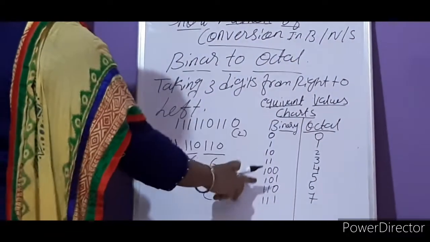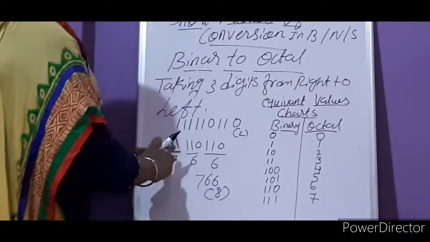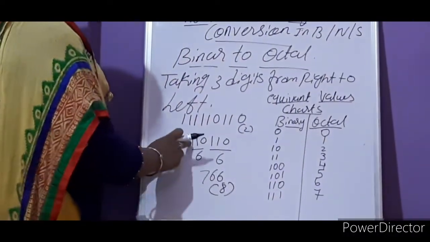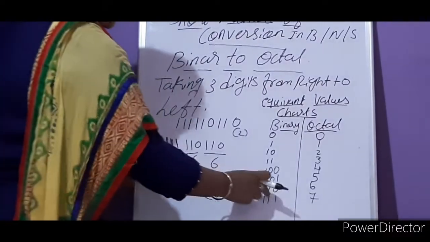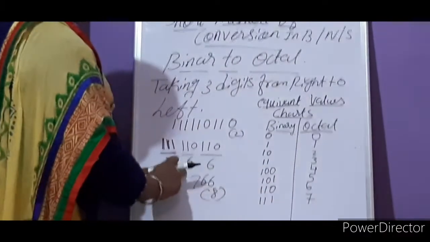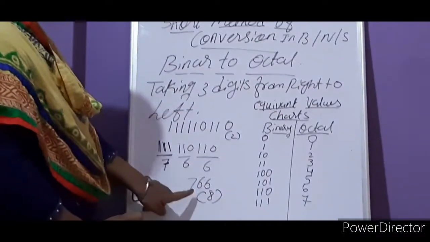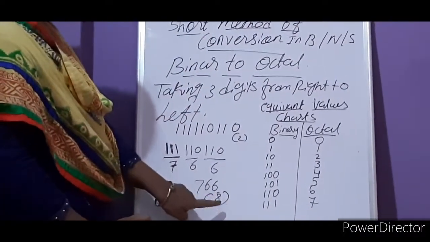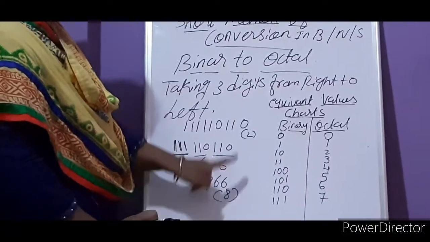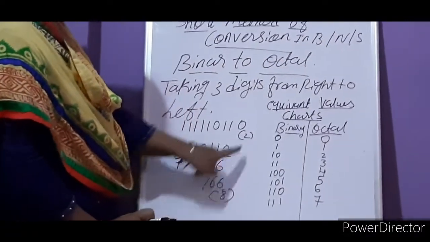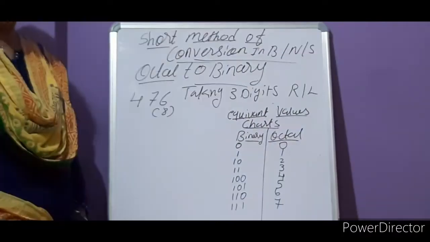Now here you can see 1 1 1 stands for 7. So octal number 7 we have kept here. And 1 1 0 stands for 6, so we kept 6 here. 1 1 0 again we kept 6. So the answer comes 7 6 6. So we have converted from binary to octal.